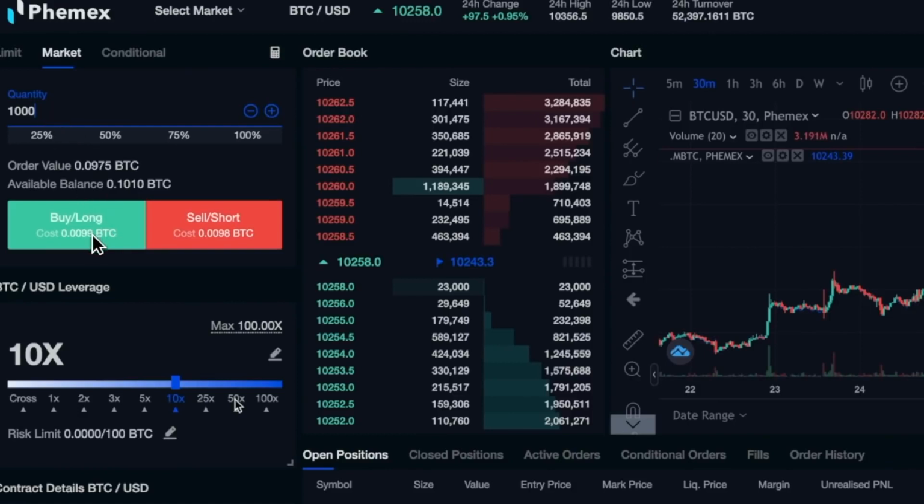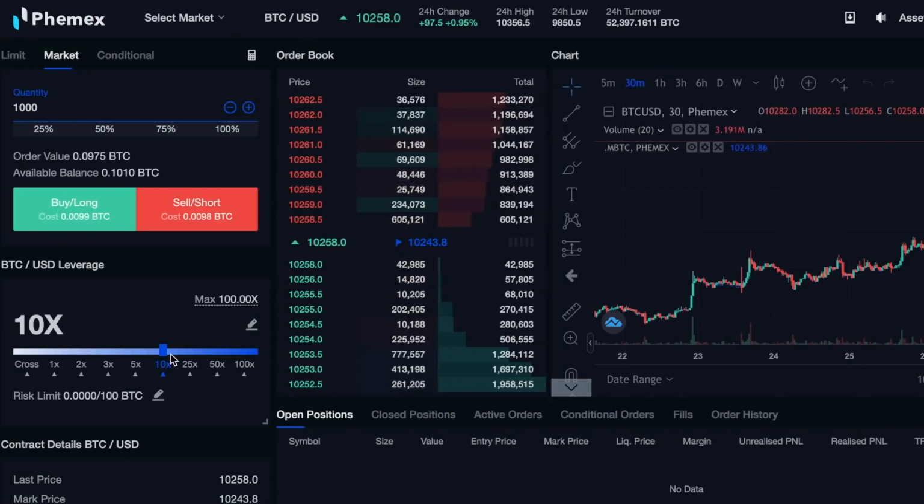This is margin that belongs to you. You are not paying this to Phemex. So let me be clear, this is not a fee. I don't really like that they use the word cost because it sounds like you're actually paying them. I'm going to talk more about the actual fees later in this video. The fees are very, very low. This would be far too high.